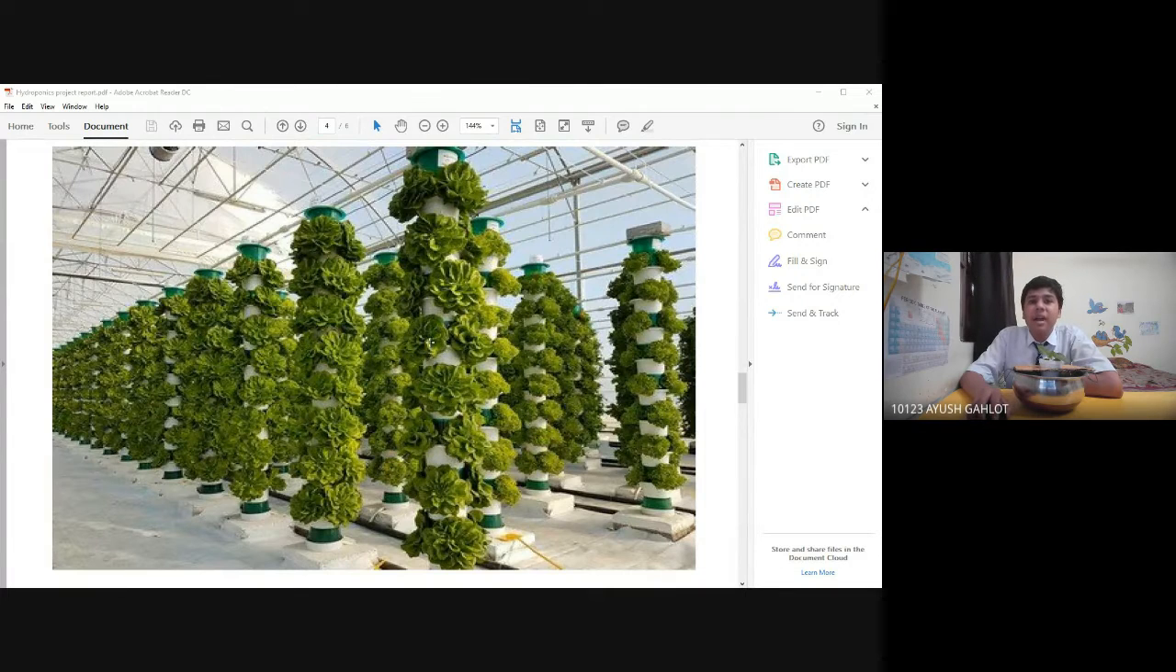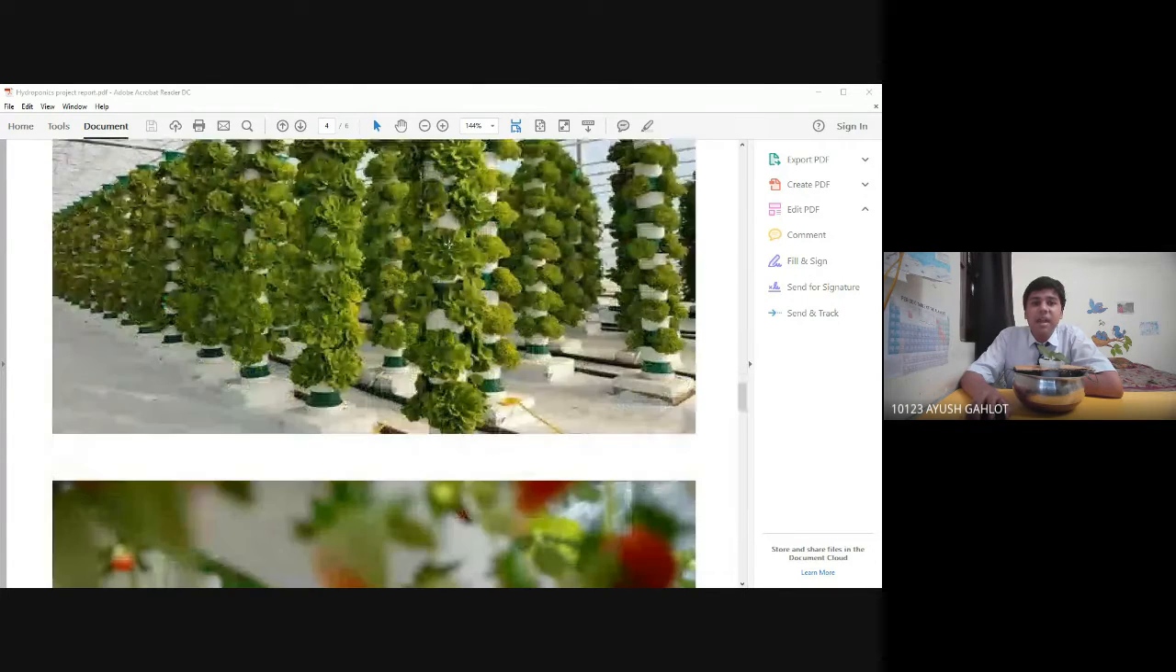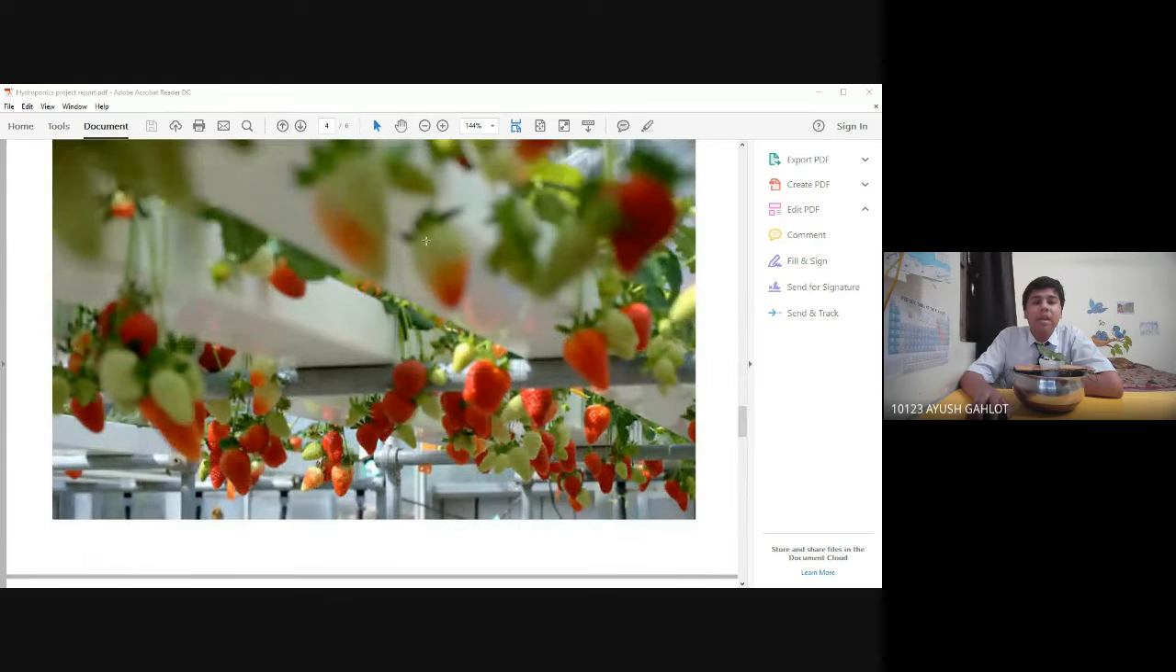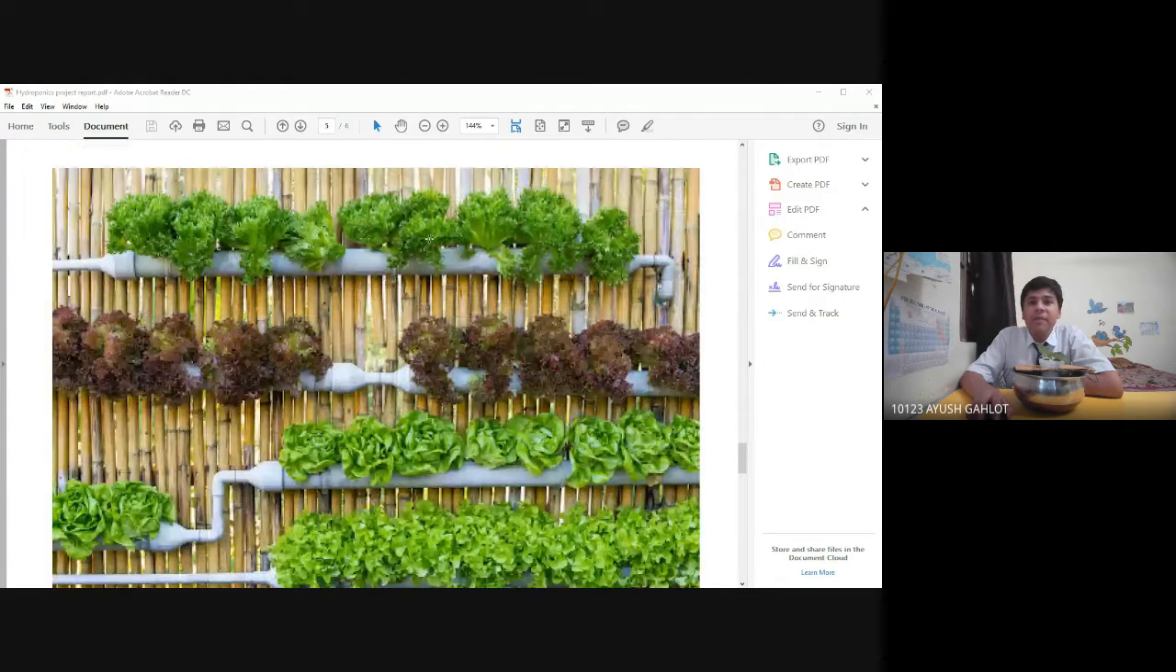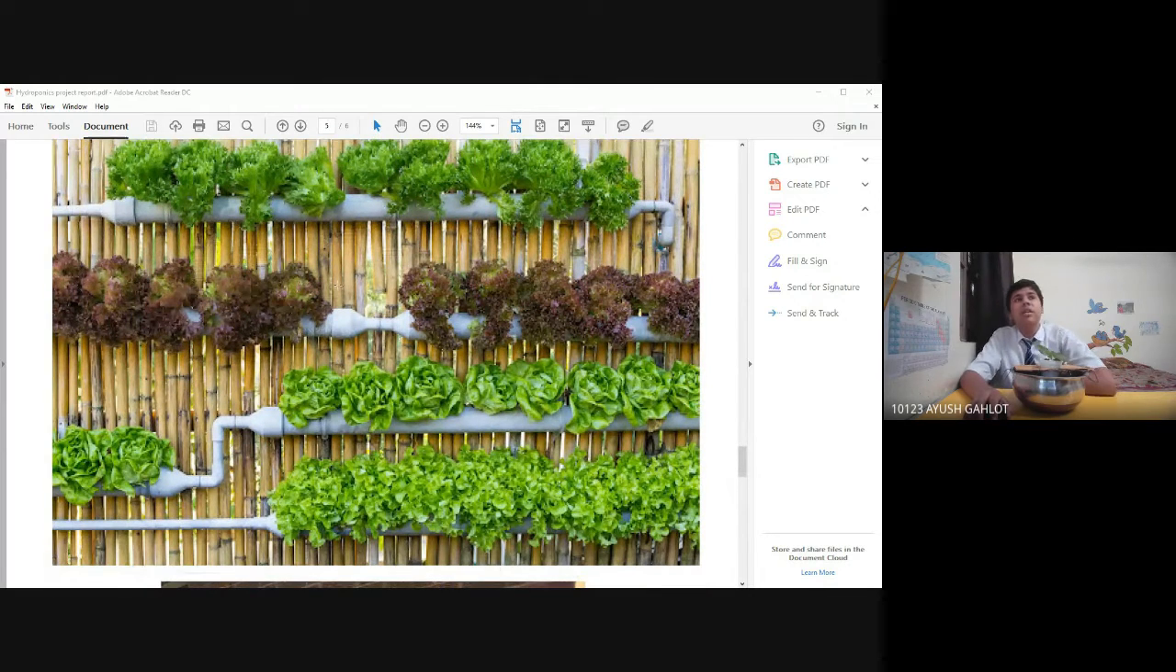Like this, some of the things, we can grow strawberries also, and we can set the system on a wall of a house like this. It is on a small scale, but we can also do this in a whole building.